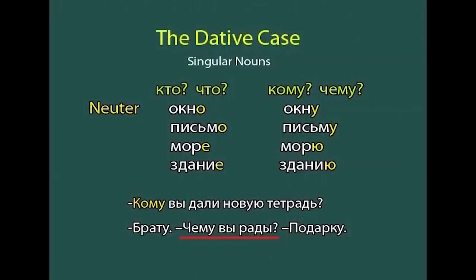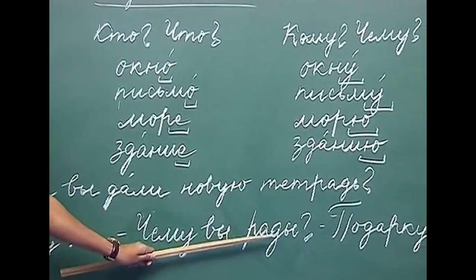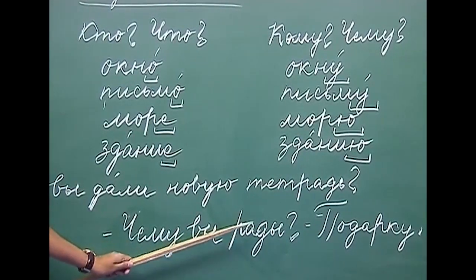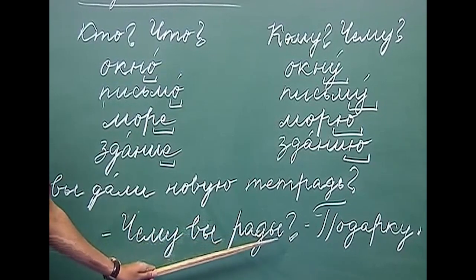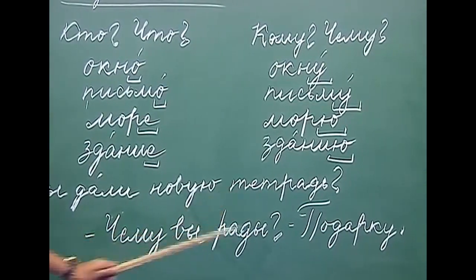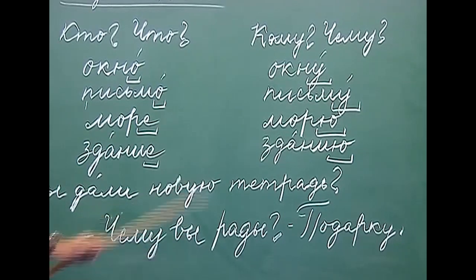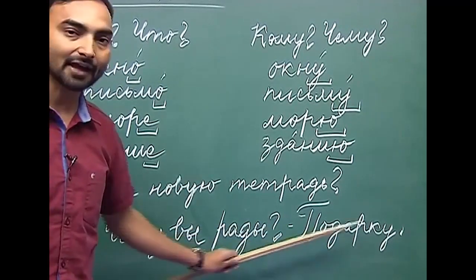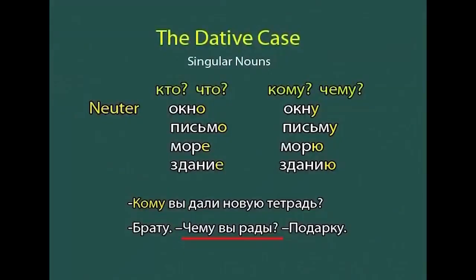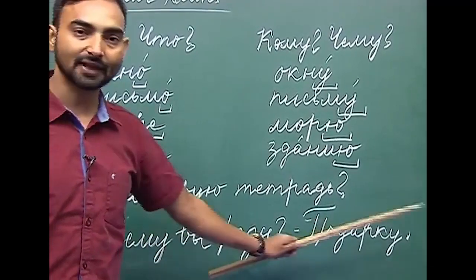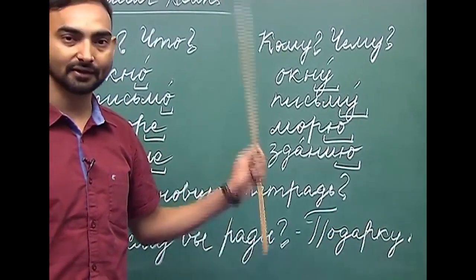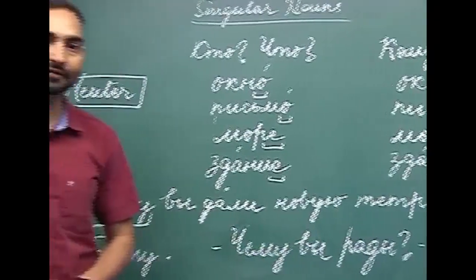The next question we have is chimu vy rady? This rad we have done in the previous lesson. Rad means to be happy. So, why are you happy, or for what are you happy? Again the question is chimu, which requires an inanimate noun in the dative case. So, here I have used podarku. Podarok is gift. So, I am happy because of the gift. Podarok, podarku. So, podarok changes to podarku in the dative case. So, these are a few examples where the nouns have been used in the dative case.